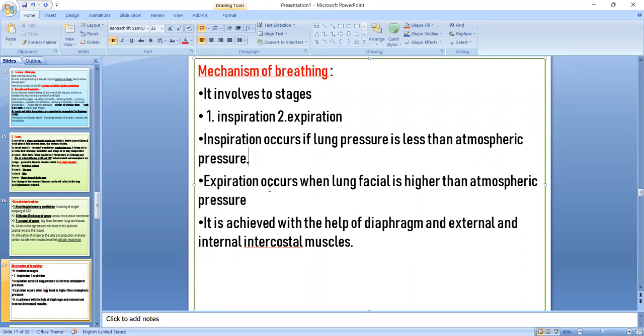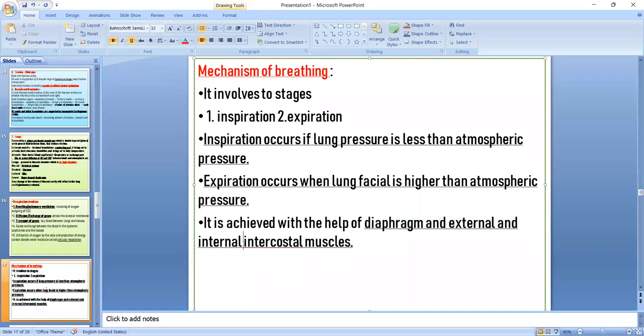Okay, so if we press a balloon, the air is released from that balloon, just like that. Lungs are also like a balloon after the inspiration. If some external pressure is exerted on the lungs, its internal pressure is increased, it becomes higher than the atmospheric pressure, so then expiration takes place. These are the basic things, so the total breathing mechanism is very easy. It is achieved with the help of the diaphragm and external and internal intercostal muscles.